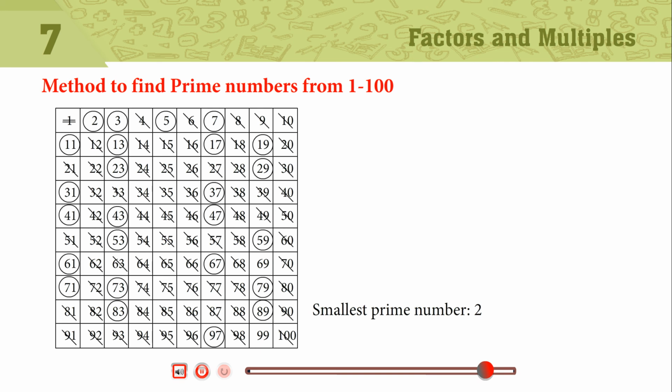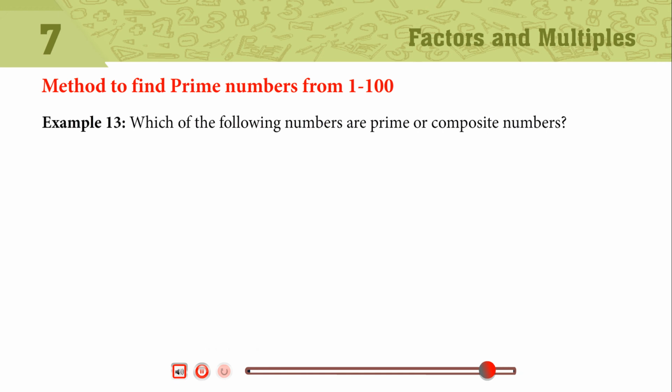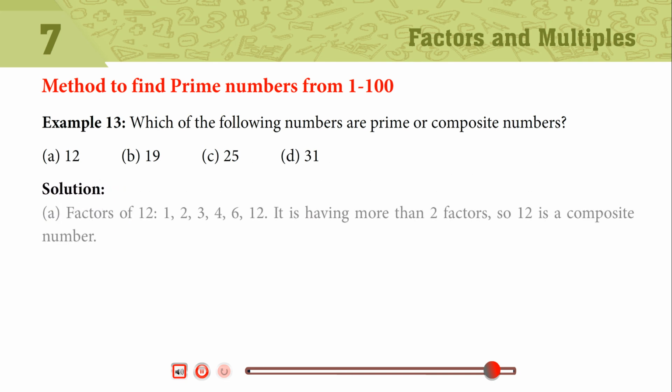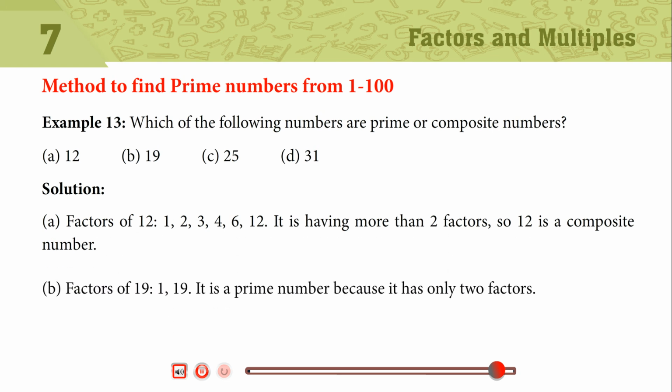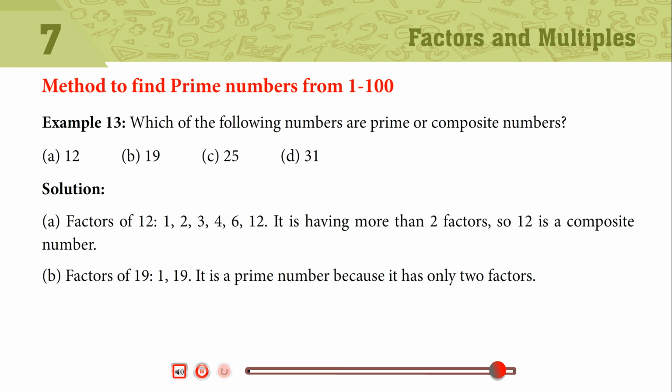Smallest prime number 2. Smallest composite number 4. Example 13. Which of the following numbers are prime or composite numbers? 12, 19, 25, 31. Solution. Factors of 12: 1, 2, 3, 4, 6, 12. It is having more than 2 factors, so 12 is a composite number. Factors of 19: 1, 19. It is a prime number because it has only 2 factors.